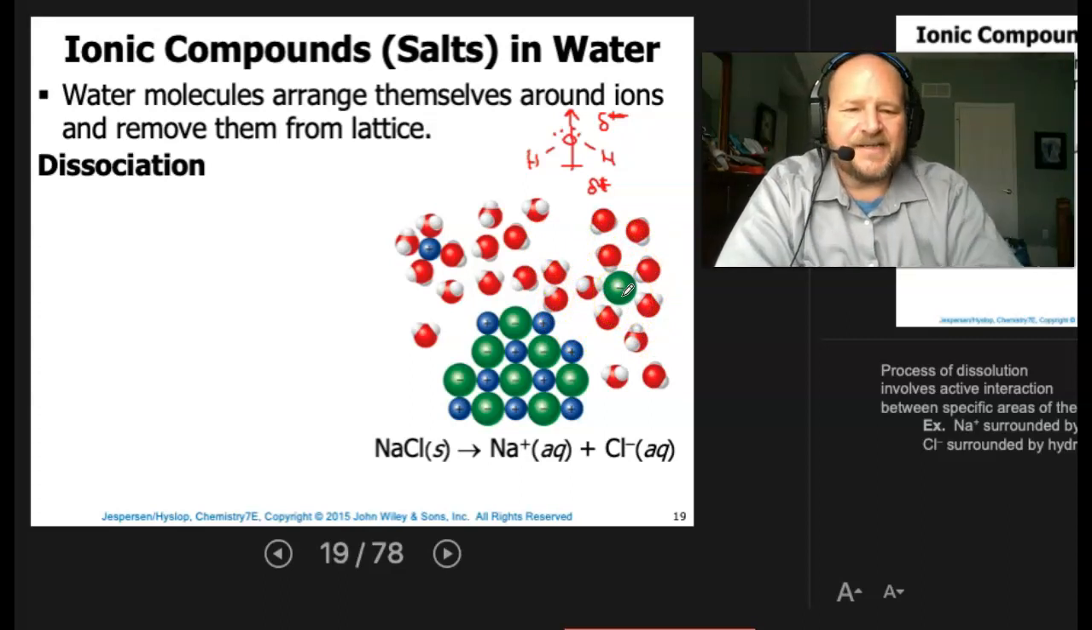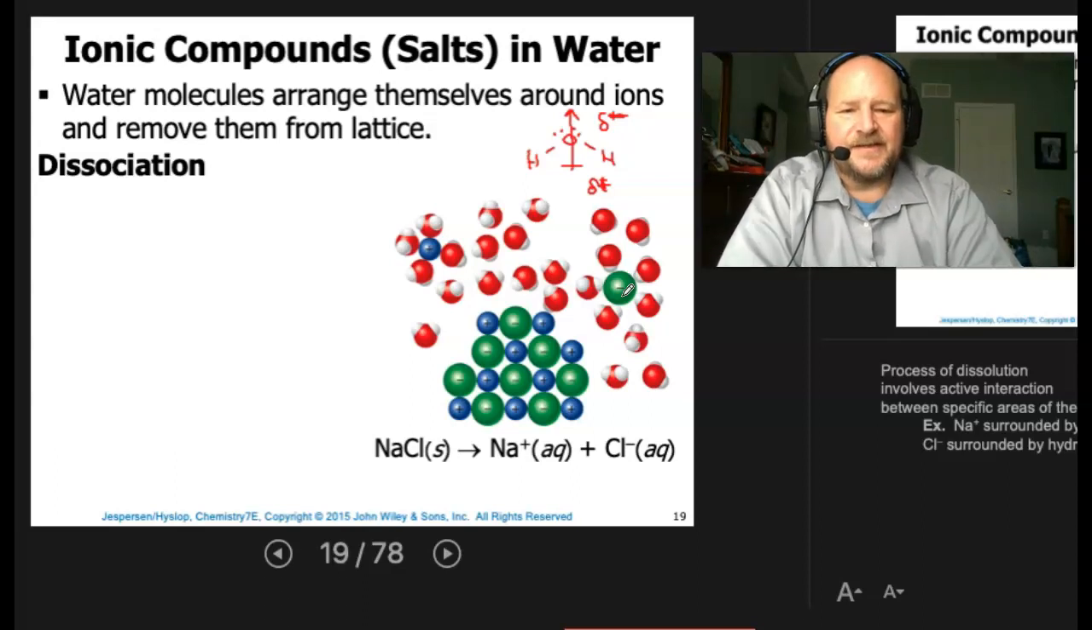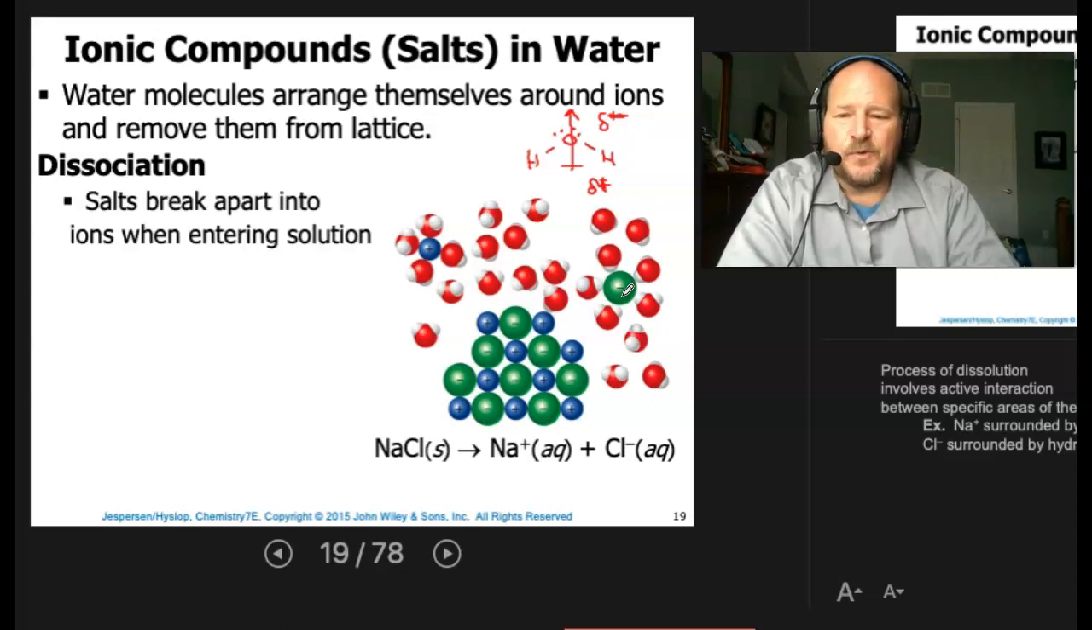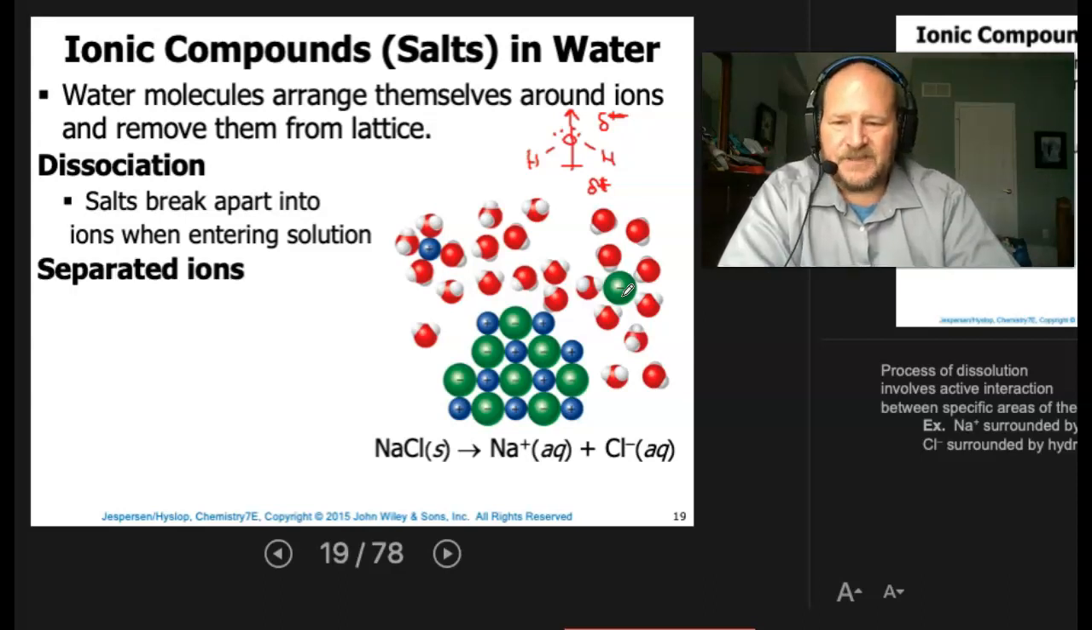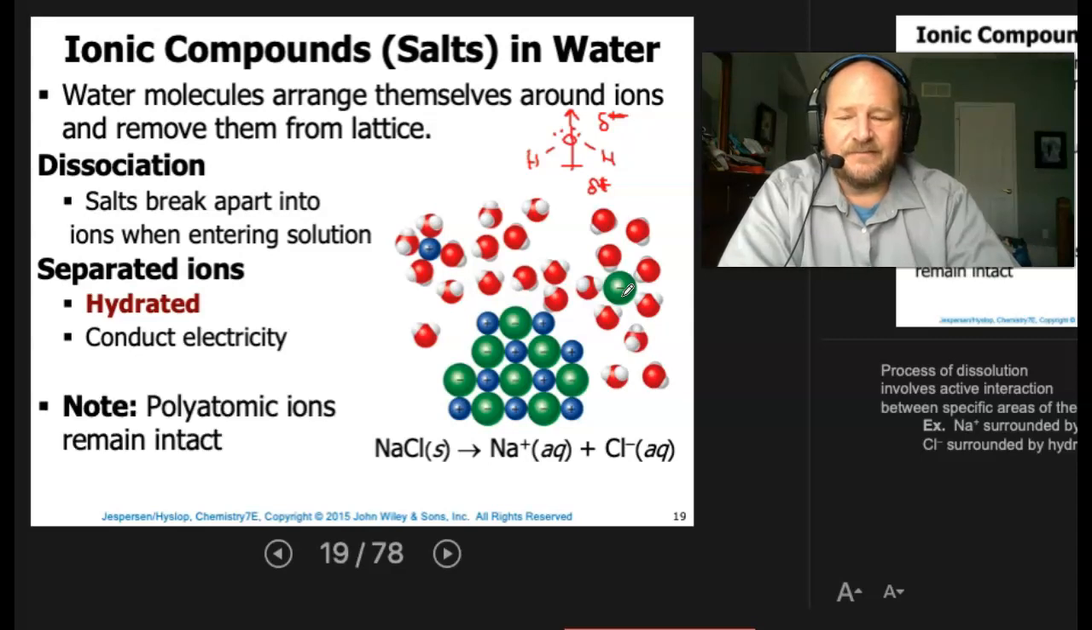We call this process dissociation. Okay, so electrolytes dissociate. Non-electrolytes do not. And that's what's going to be the why. Okay? The salts will break apart into ions when they dissolve. So if sodium chloride dissolves, it becomes sodium and chloride ions. They're separated ions. We call them hydrated, and they will conduct electricity.